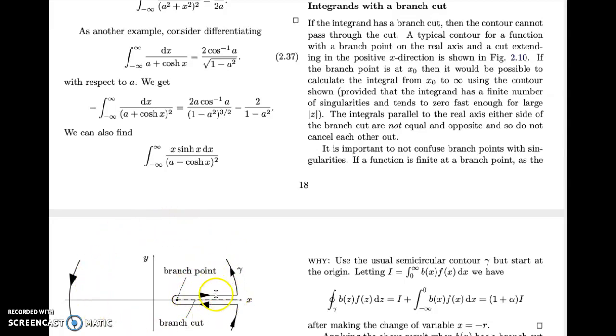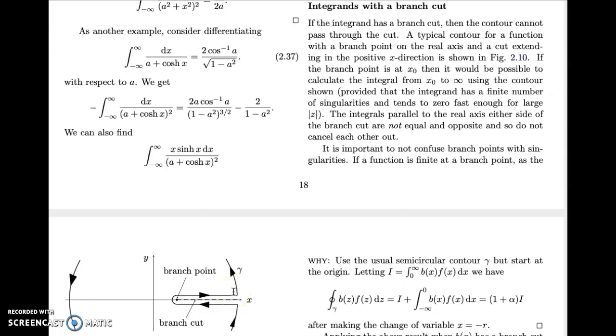You've got a big circle, but as soon as you get close to the branch cut, you're not allowed to integrate through it. You integrate along it up to and around the branch point and then back. Now the key thing about a branch cut, remember, is that the value of the function either side of the branch cut has a discontinuity. It's not the same value either side. So that means that this integral along here will not cancel this integral along here, and that's useful.